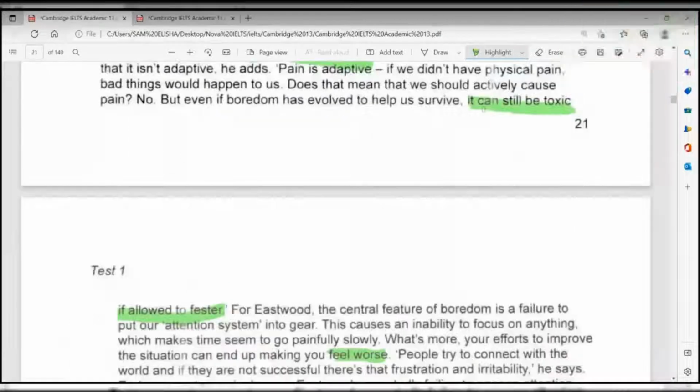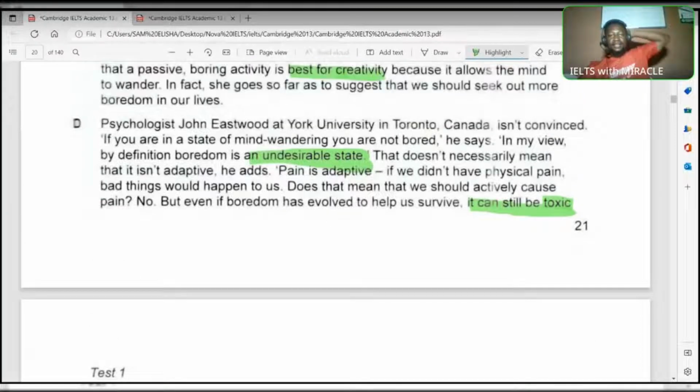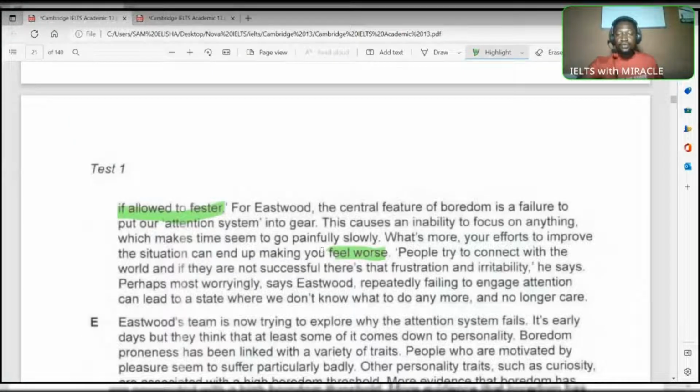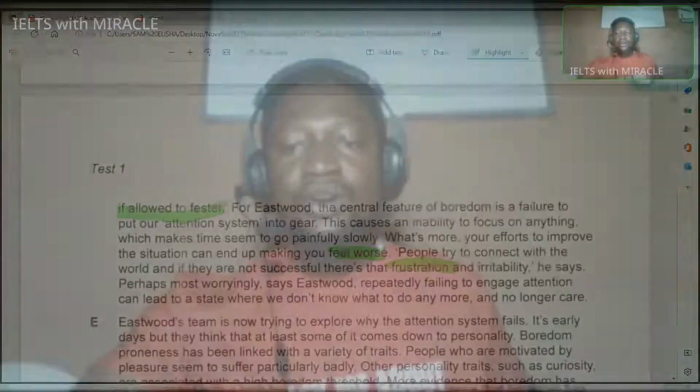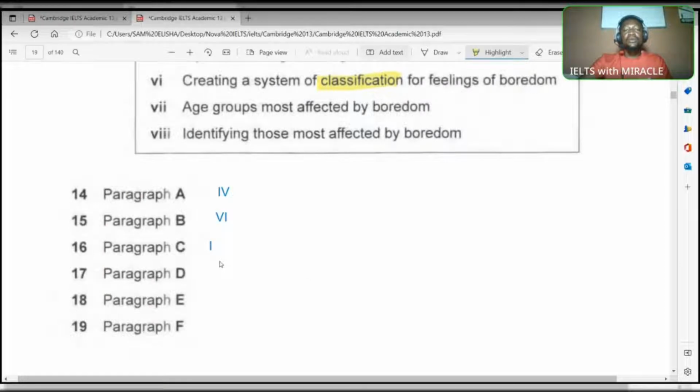He says it can be toxic. So when something is toxic, that thing is dangerous. If allowed to fester, he even said it's an undesirable state. So you see how the words there, if you read further, you see frustration, irritability. All these things tell you of potential danger. So D will be what? Will be V.